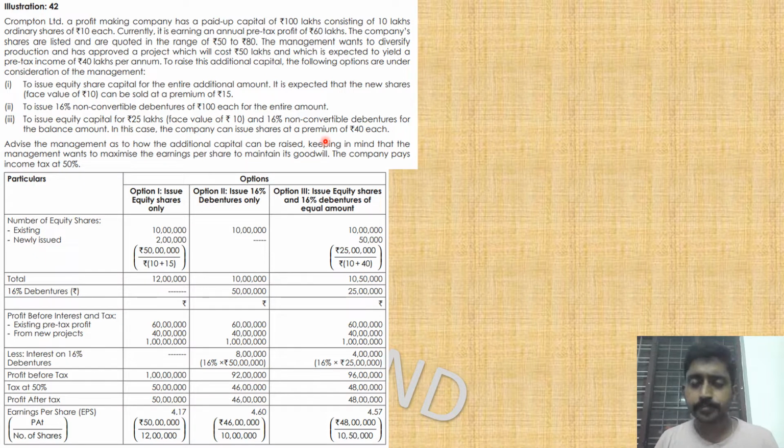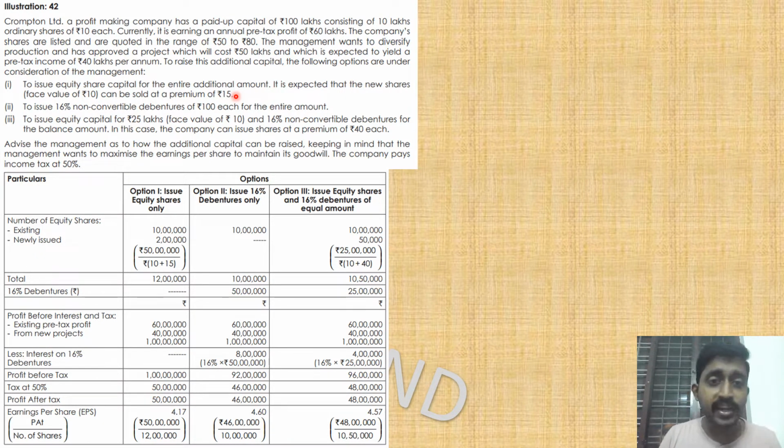Okay, so let's first do the small math: how many shares will there be in each option. Already the company has 10 lakh shares. So 10 lakh is the existing number of shares in all three options, as we are considering three financial plans. In the first option, how many shares will you issue? 10 rupees is the face value, issued at a premium, so 10 plus 15 is equal to 25 rupees per share.